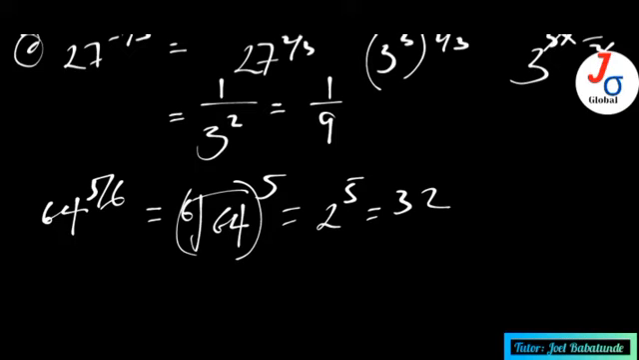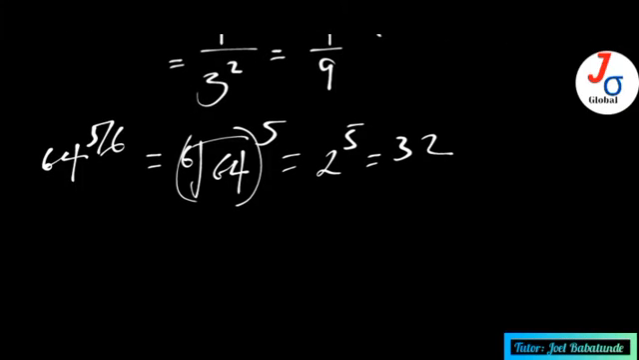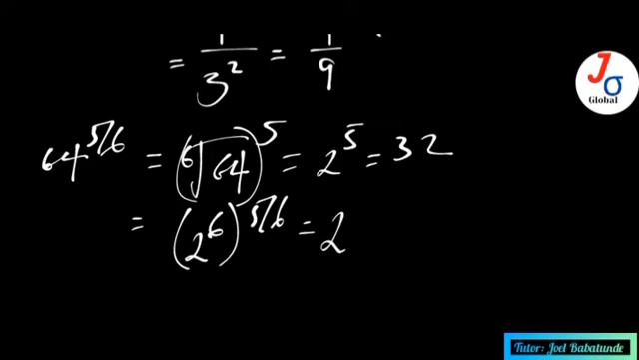Or, if I don't want to go through all of that, I can just say 2 raised to the power 6 is actually 64. Then raised to the power of 5 over 6. And so I have 2 raised to the power 6 multiplied by 5 over 6. So 6 cancels out 6. I'm left with 2 raised to the power of 5, which is 32. So whichever method you think is fine for you, you can do that.